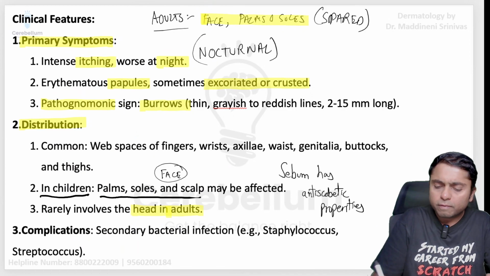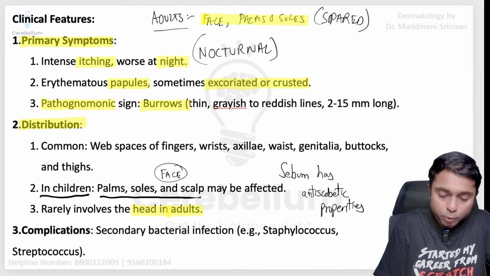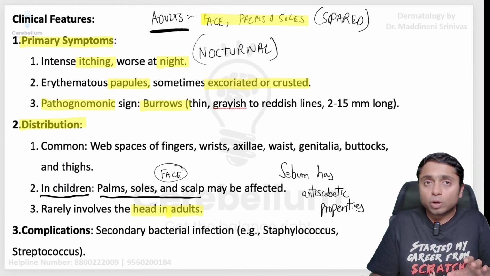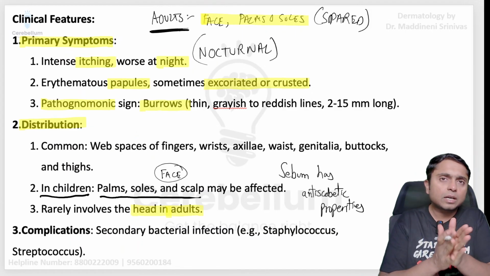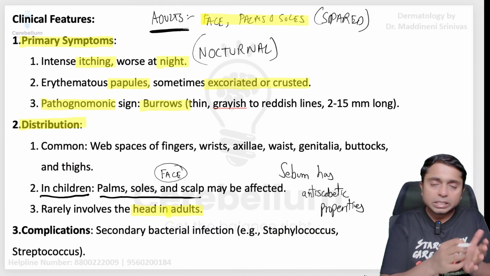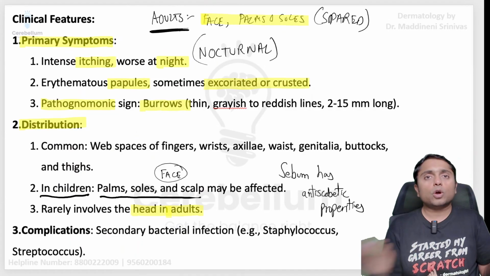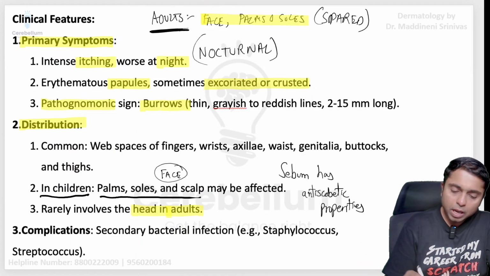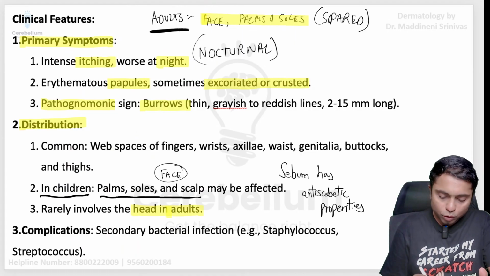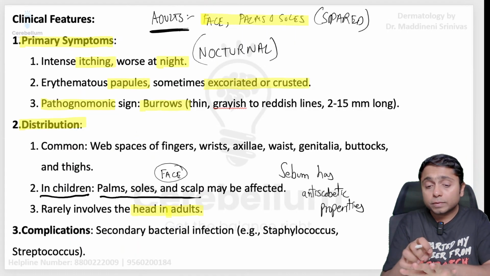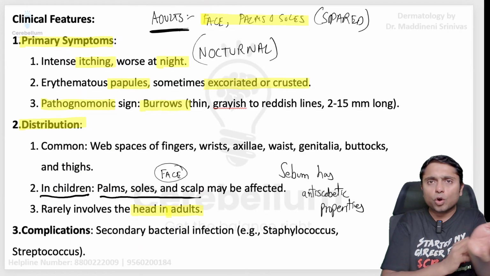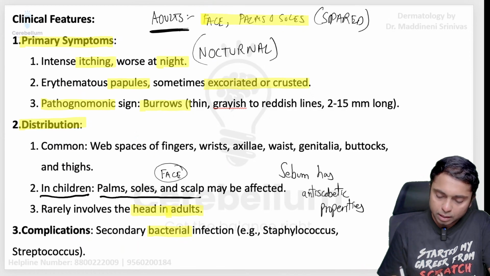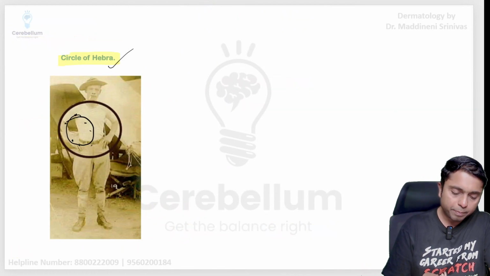Face, I have told you why it is spared, because of the sebum which is produced from puberty. Why are palms and soles spared? Because palms and soles, the adults are going to do some or the other work, because of which the mite is going to get dislodged, because of which there will not be any kind of lesions on the palms and soles. And what could be the complications of this scabies? Just remember, because of the constant scratching, itching of the body, there can be secondary bacterial infection due to staphylococcus or streptococcus. Okay.